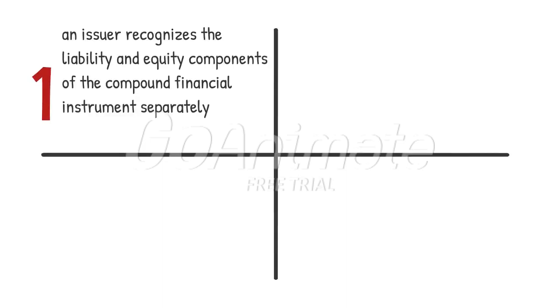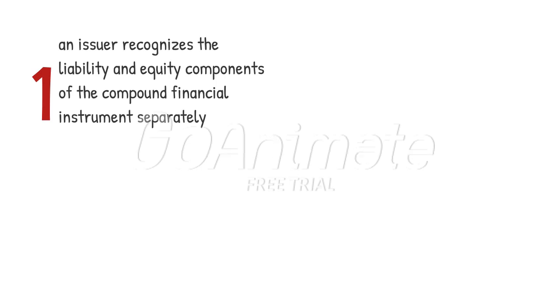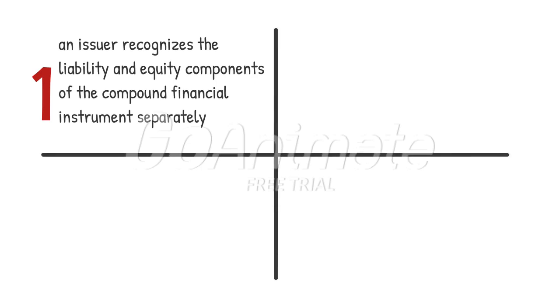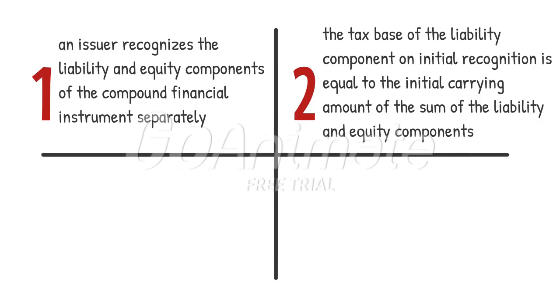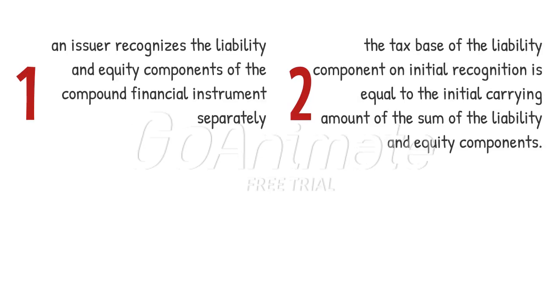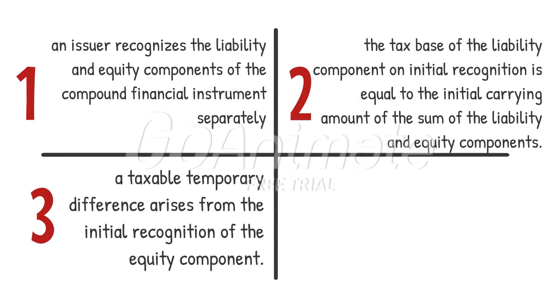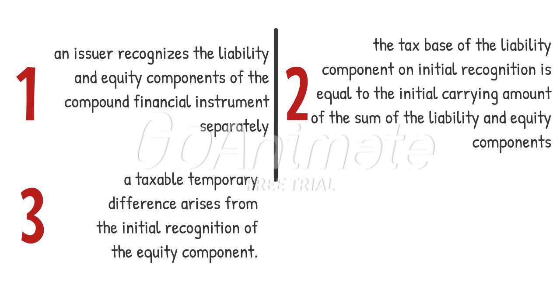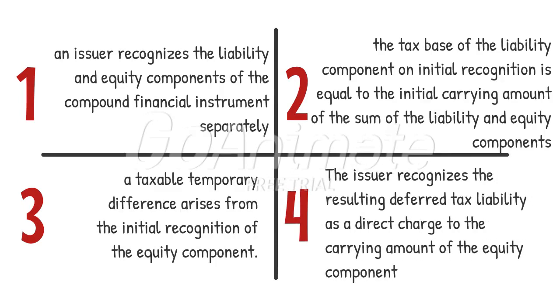Compound instruments. An issuer recognizes the liability and equity components of the compound financial instrument separately. The tax base of the liability component on initial recognition is equal to the initial carrying amount of the sum of the liability and equity components. A taxable temporary difference arises from the initial recognition of the equity component. The issuer recognizes the resulting deferred tax liability as a direct charge to the carrying amount of the equity component.